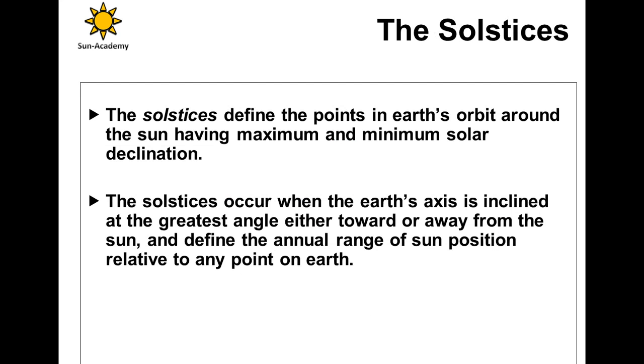The solstices. The solstices define the points in Earth's orbit around the Sun having the maximum and minimum solar declination. The solstices occur when the Earth's axis is inclined at the greatest angle either towards or away from the Sun, and define the annual range of the Sun's position relative to any point on Earth.